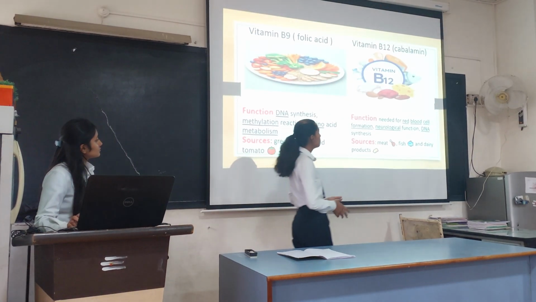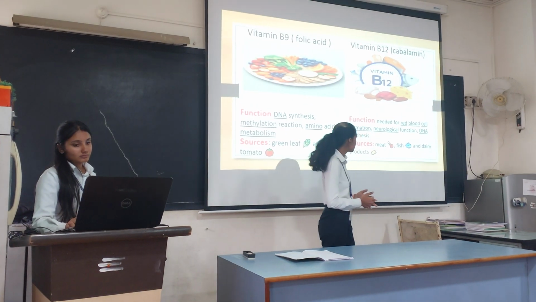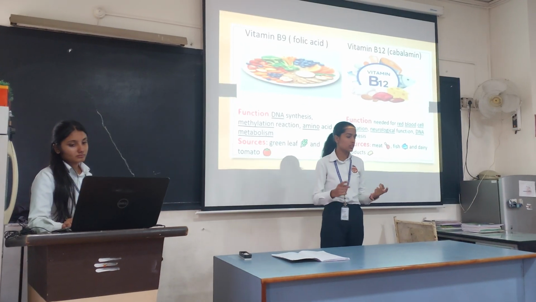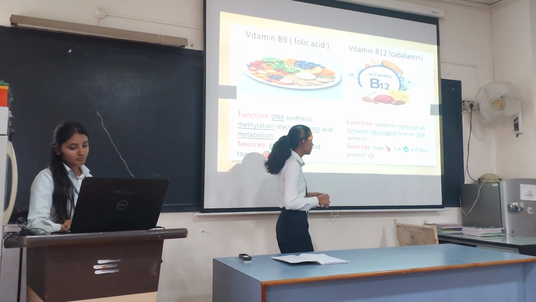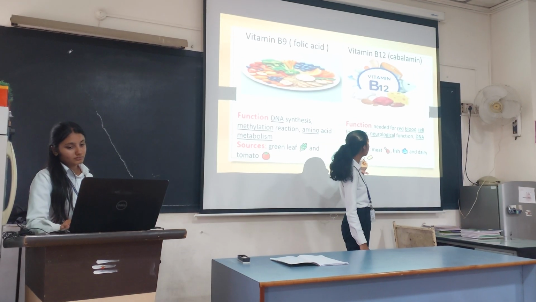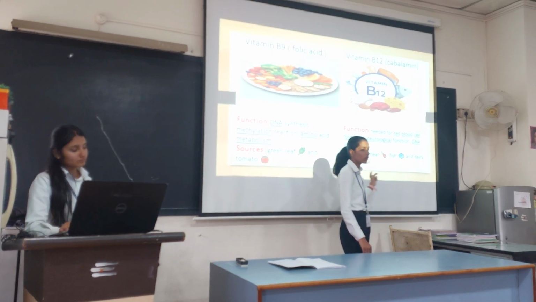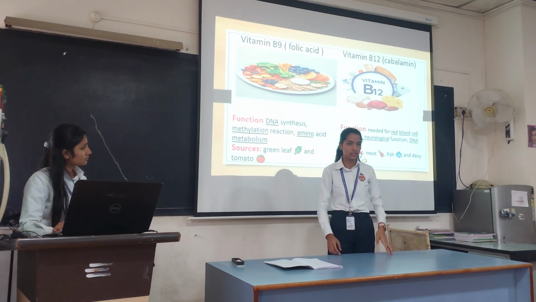The next is vitamin B12, cobalamin. The function is needed for red blood cell formation and neurological synthesis. Where we can find vitamin B12: meat, fish, and dairy products like butter, milk, bread, etc.